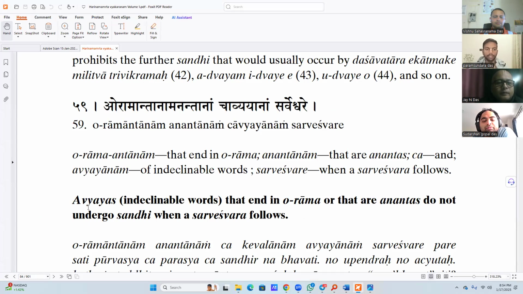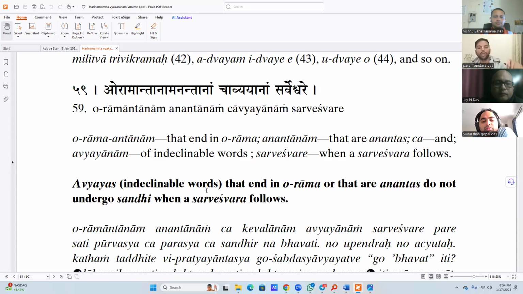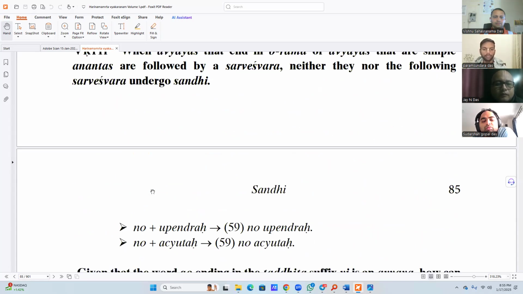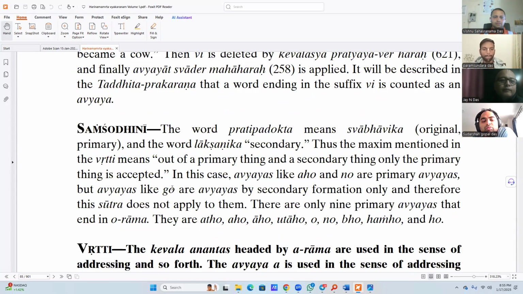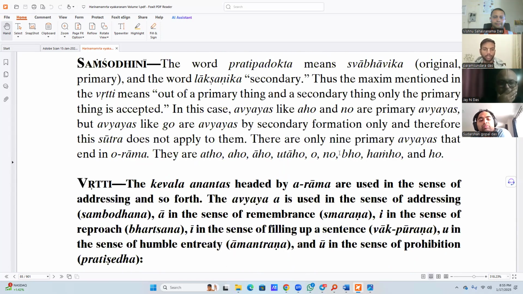So the sutra says those avyaya shabdas, those indeclinable words, which end in O Rama, they will not undergo any sandhi when a Sarveshwara follows. So this is an exception again. This is an exception. Yeah, it's mentioned in Sankshodhani. So these are a few avyaya shabdas ending with O Rama.